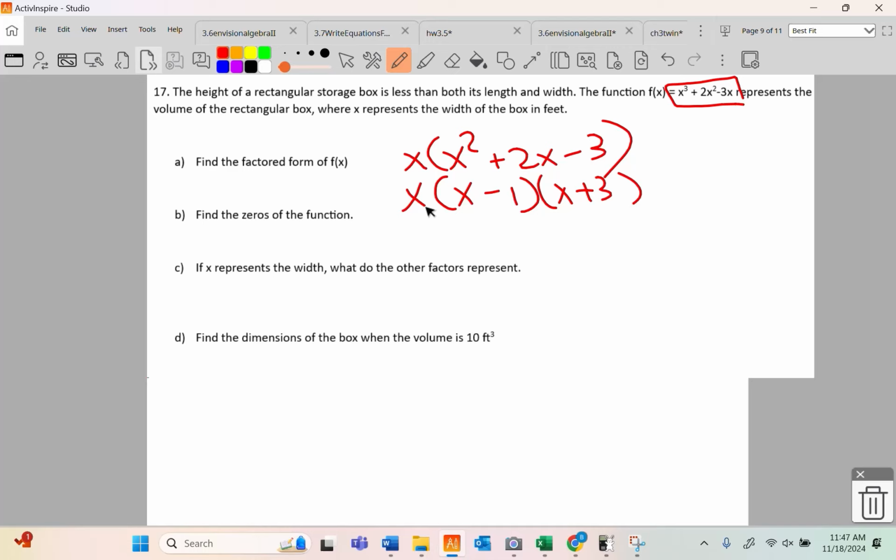All right. That's it for factoring. Which one of those things is x? The width. I'm going to jump actually down to part C before I do B. So the width is x. That leaves me with height and length. Which one's the height?